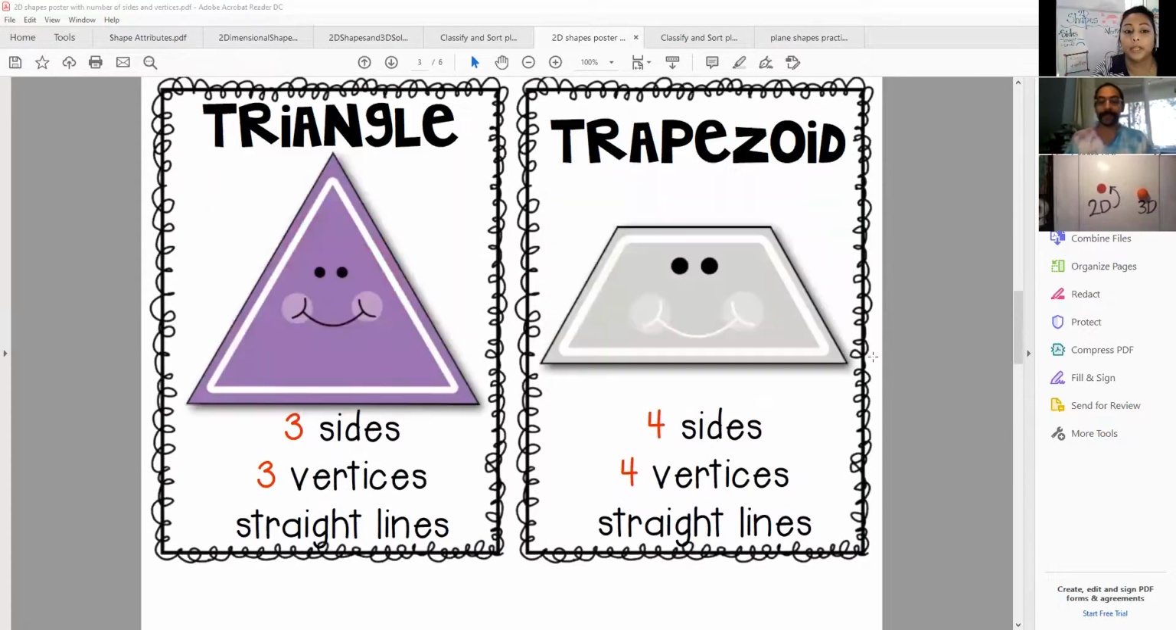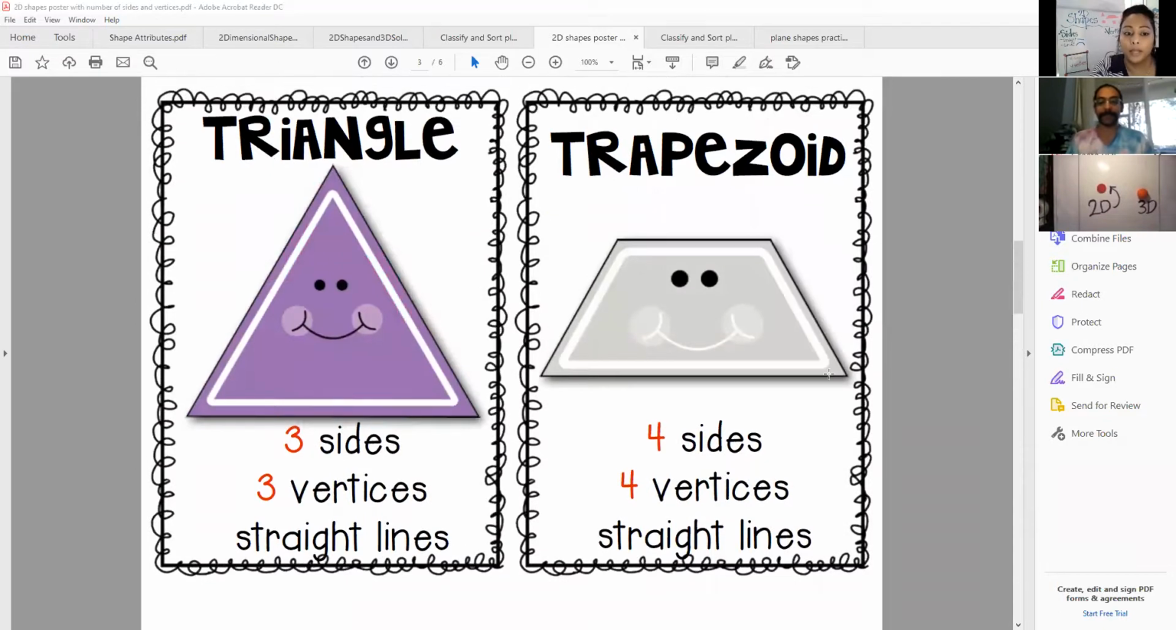Okay, we're going to go over some of them a little bit quickly. So we have triangle. This is a triangle. Tenemos triángulo, tiene 3 lados y 3 vértices y son derechas. And this is called a trapezoid. So it has 4 sides like a square, but there's 2 that are slanted.